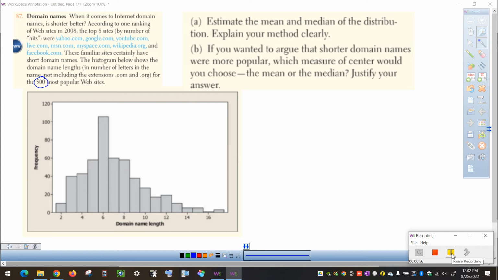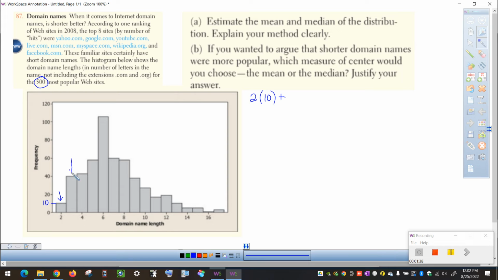Let's think about the mean first. We're thinking about the mean number of letters for these different domain lengths. If we take a look at the first rectangle, looking at the frequency, it looks like 10 of our websites have only 2 letters. If we think about adding up all of the letters together, 2 letters for 10 websites would be a total of 20 letters. And we're going to continue that for each one of these.